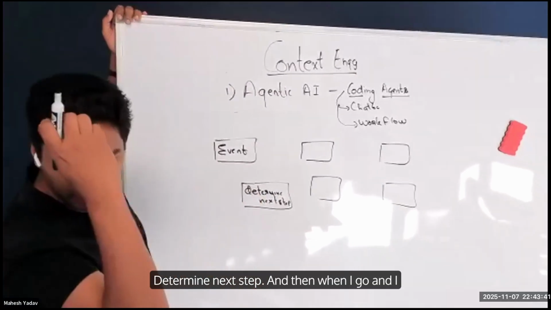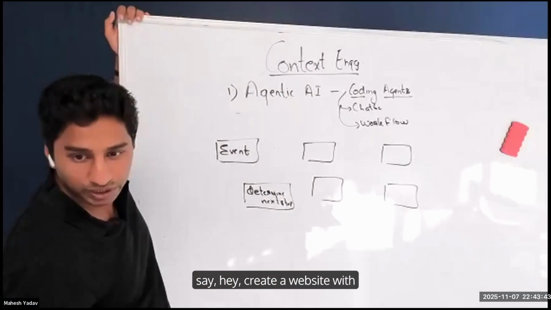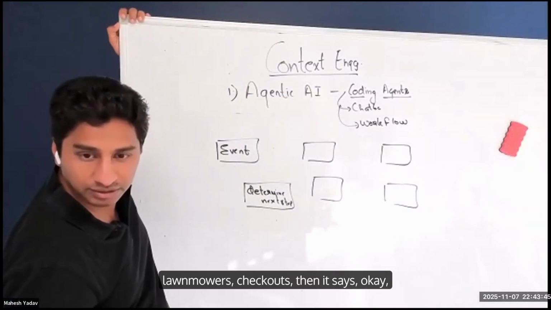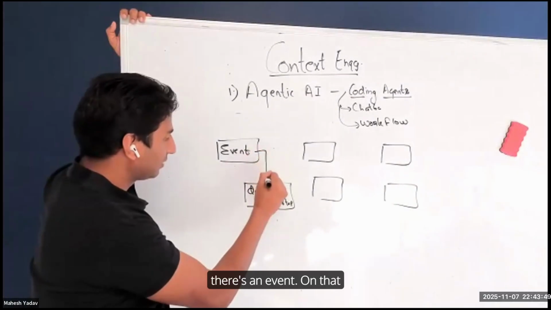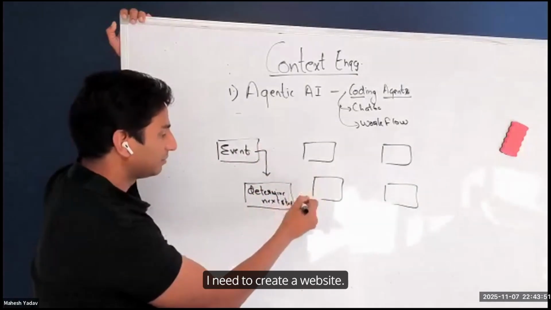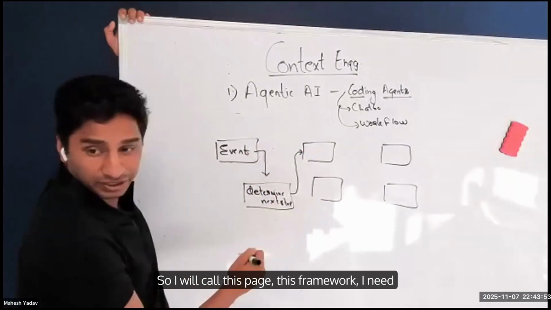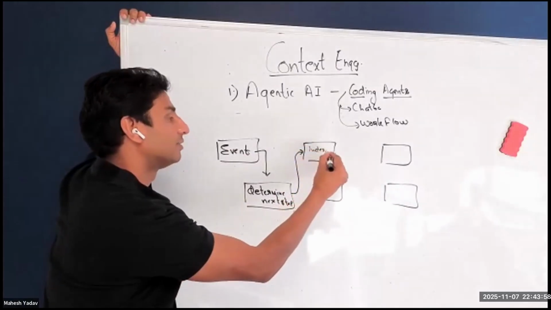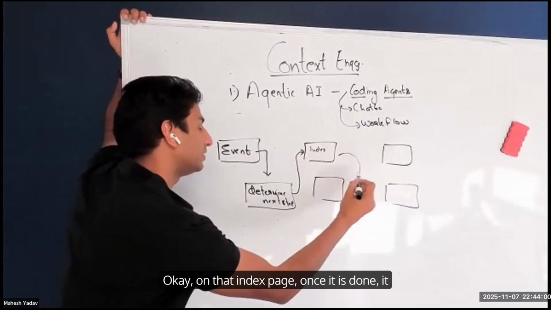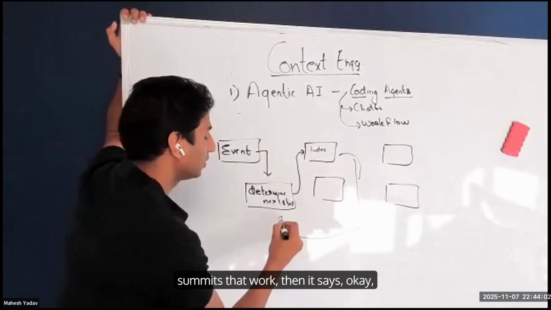And then when I say, hey, create a website with lawnmower checkouts, it says, okay, there's an event. On that, I need to create a website. So I will call this page, this framework. I need to create an index page. Okay, on that index page, once it is done, it submits that work.